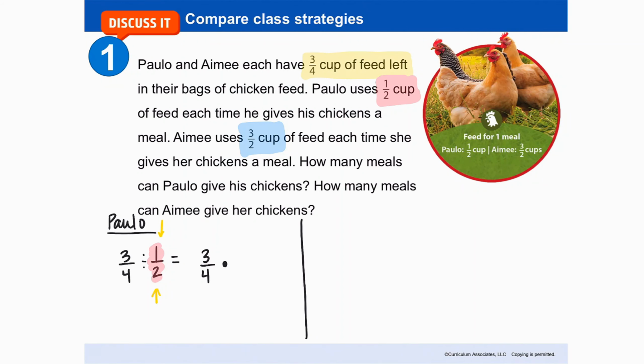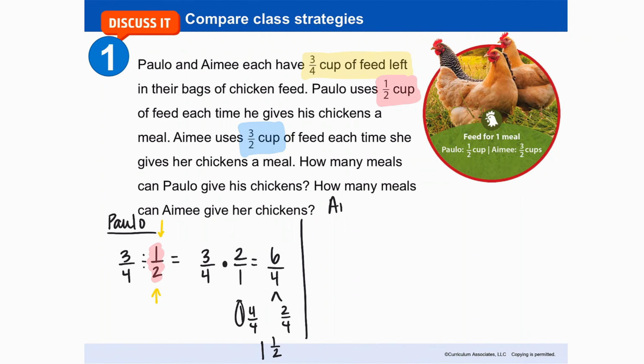Now I'm going to multiply by the reciprocal of the divisor. That means I'm just going to flip my fraction, and then I can go ahead and just multiply straight across. So my numerators, 3 times 2 is 6. My denominators, 4 times 1 is 4. Here again, I have another improper fraction where I can simplify that. I know that I have 4/4 or 1 whole, and then I have some left, which is 2/4. If I were to simplify that, I would have 1.5. So Paulo can get one full meal and then half of a meal with what he has left.